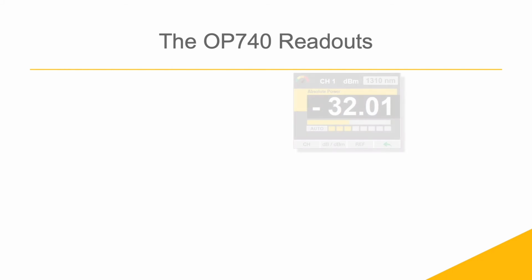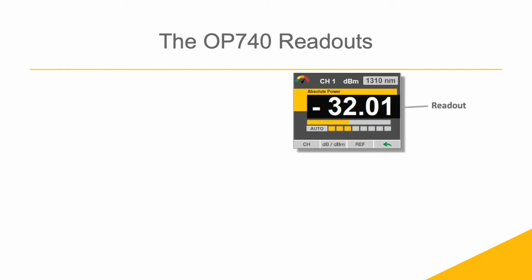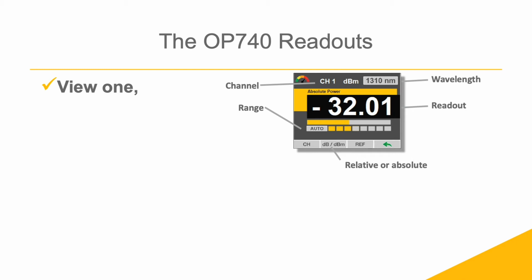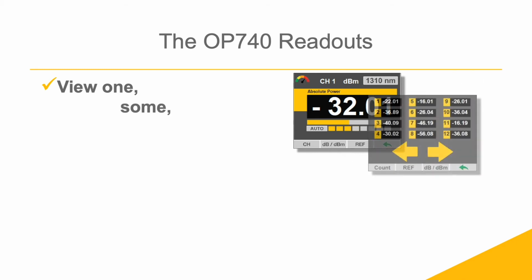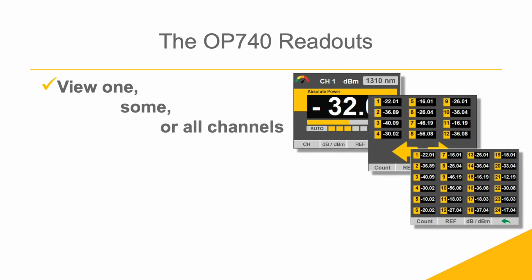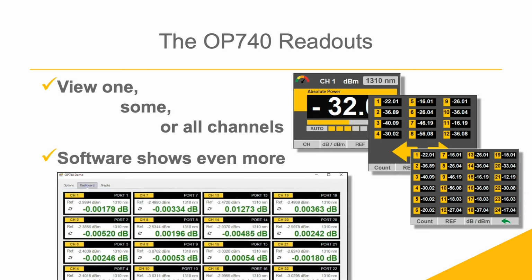The touchscreen of the OP740 can be configured to suit your needs. In single-channel display mode, you can see channel information, range information, wavelength, and the controls. You can also choose to see multiple channels or all the channels. Color coding within the display makes pass-fail indication very noticeable. The optional software control lets you view all the channels at once along with the other relevant information.